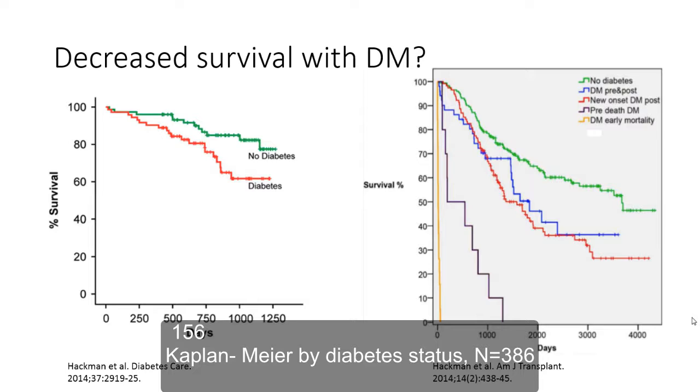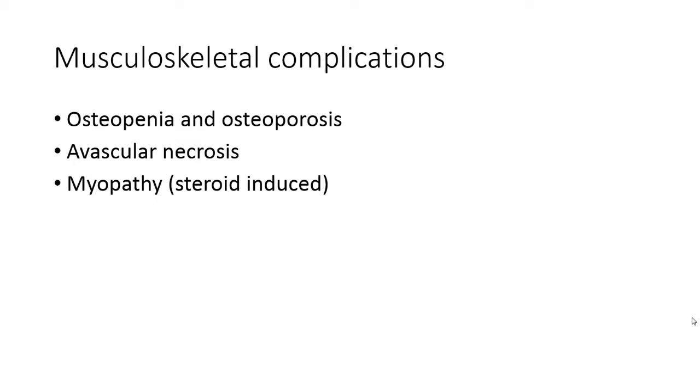And then if you see on the right there, they broke it down into no diabetes, which is the green line. The blue lines, they had diabetes pre and post, which doesn't look a whole lot different than the new onset diabetes. And then the other two on the left are either pre-death diabetes or early mortality. The pre-death just means they were diagnosed with diabetes 2 weeks before they died. And the early mortality was someone who was diabetic but died within the first 90 days of transplant.